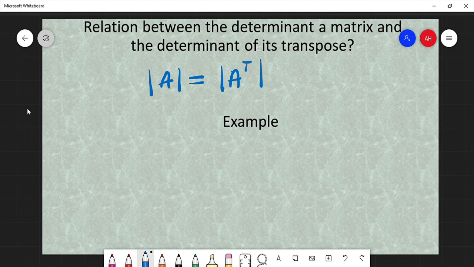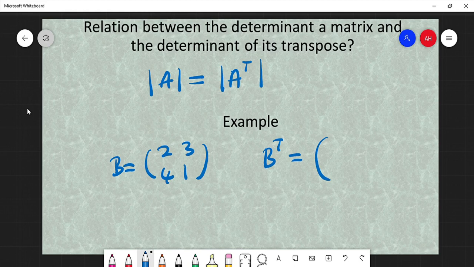For example, suppose we have matrix B equal to 2, 1, 3, 4. Let's transpose B and write down B transpose. The main diagonal numbers are still the same. We have 2 here and 1 there. When we transpose it, the number 3 becomes 4 and 4 becomes 3. Columns become rows and rows become columns.